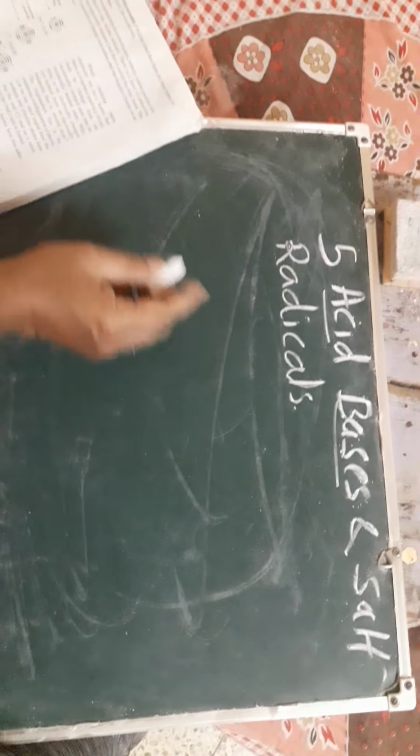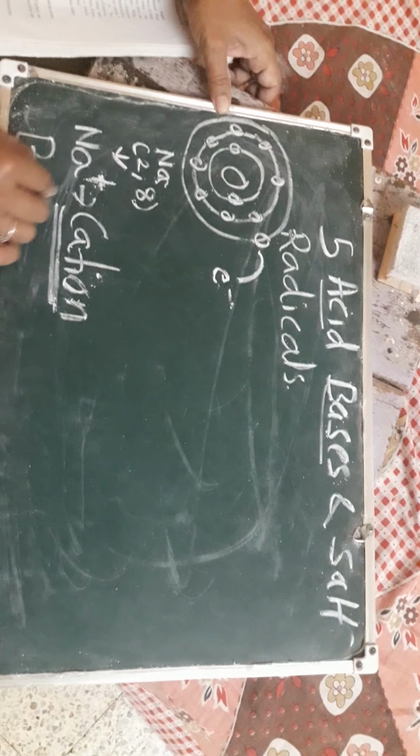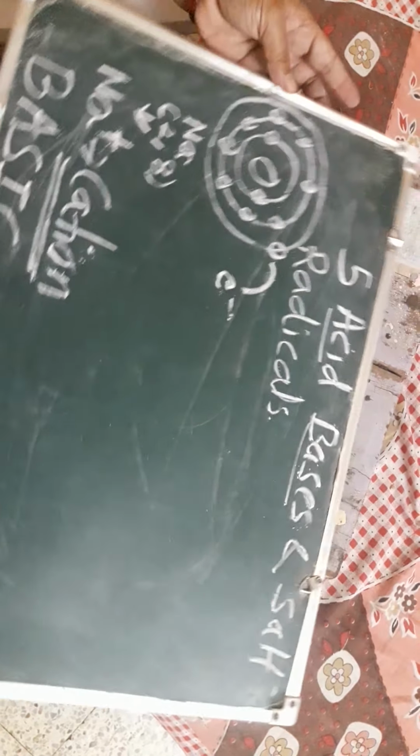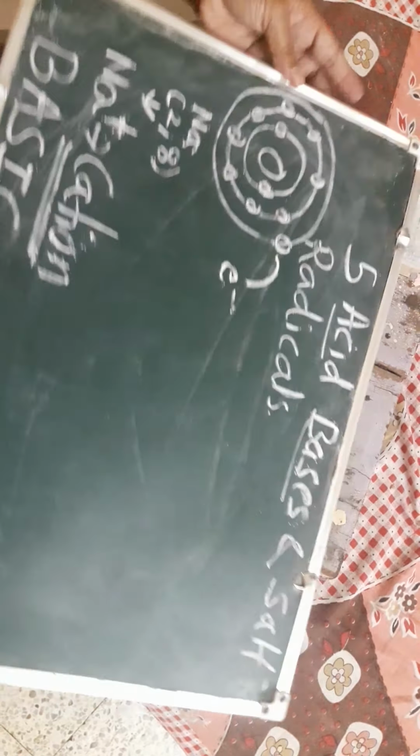When an atom develops a positive charge, we call it a cation. Positively charged ions are known as cations. These positively charged cations are also known as basic radicals. Now we will see what the acidic radicals are.